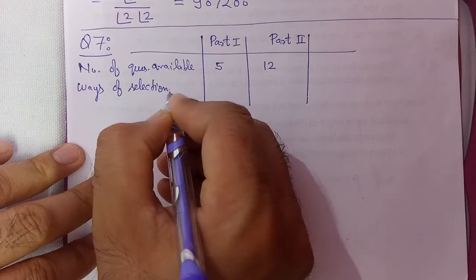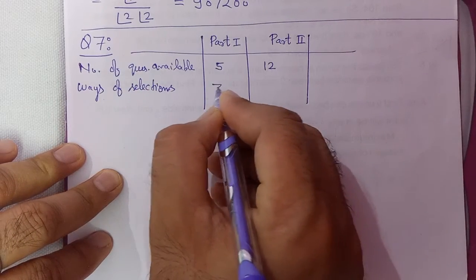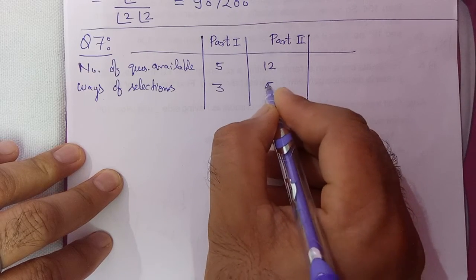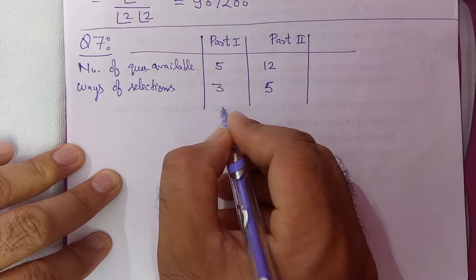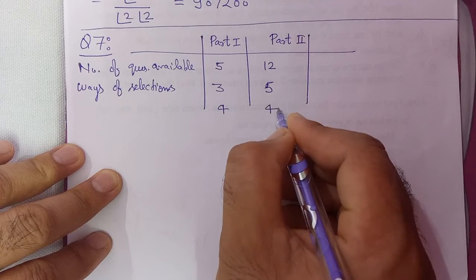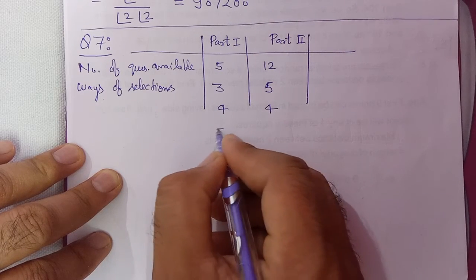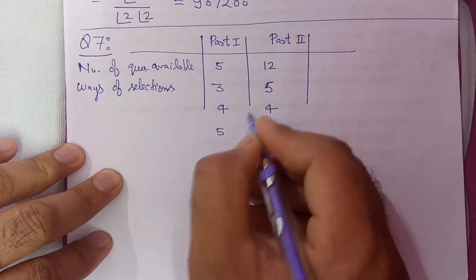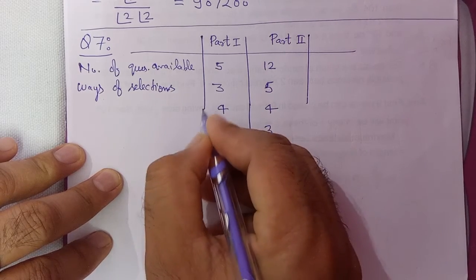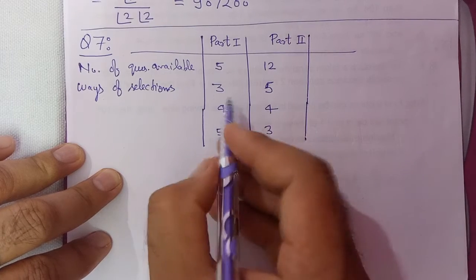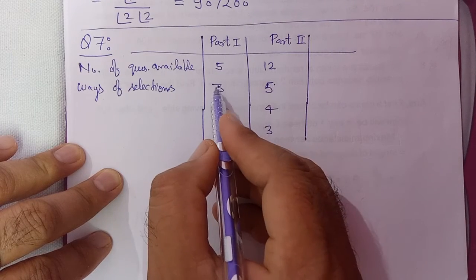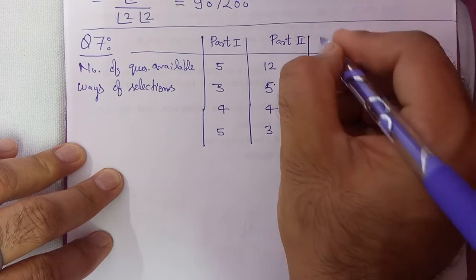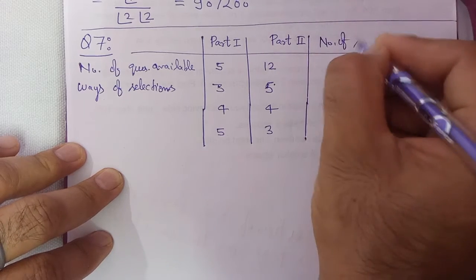He can select 3 questions from the first part and the remaining 5 from the second part to complete 8 questions, or 4 questions from the first part and 4 from the second part, or 5 questions from the first part and 3 from the second part. He cannot select 2 and 6 as he is required to attempt at least 3 questions from each section. Now, number of selections.